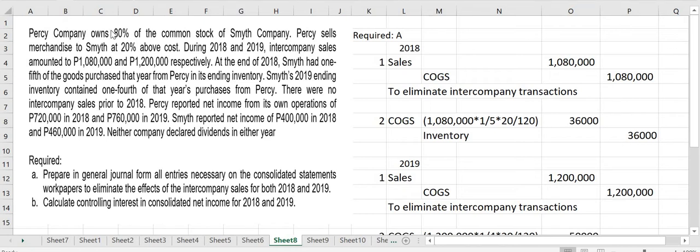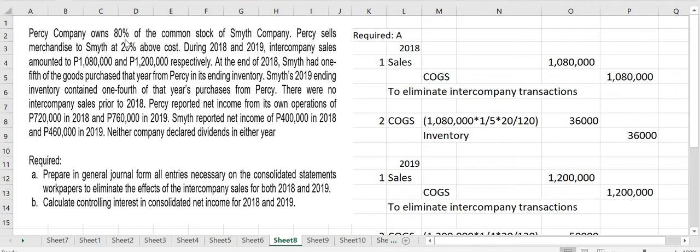So Percy Company owns 80% of the common stock of Smith Company. Therefore, si parent ay si Percy, then yung subsidiary ay si Smith. So, Percy sells merchandise to Smith at 20% above cost. So, yung selling affiliate natin ay si parent, si Percy, then yung buying affiliate natin is Smith. So, it's very important to determine sino yung selling affiliate.